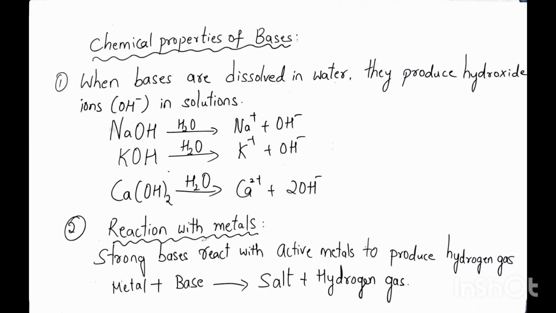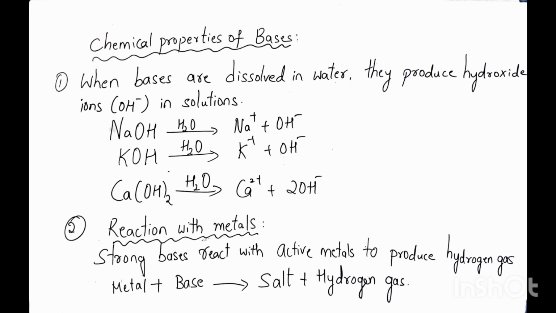Hello students, in this video we are going to study the chemical properties of bases. Let us study them one by one. When bases are dissolved in water, they form hydroxide ions in solution. We know that aqueous solution of bases produce hydroxide ions which give them the characteristic property. Sodium hydroxide, potassium hydroxide, calcium hydroxide, they all will furnish hydroxide ions in water.